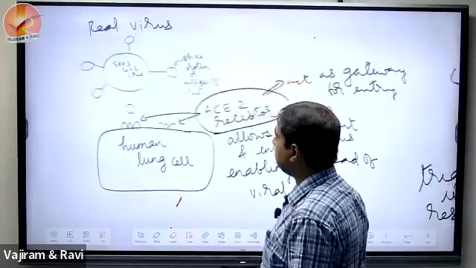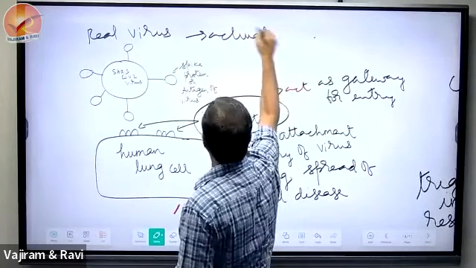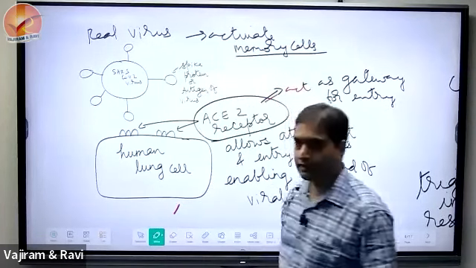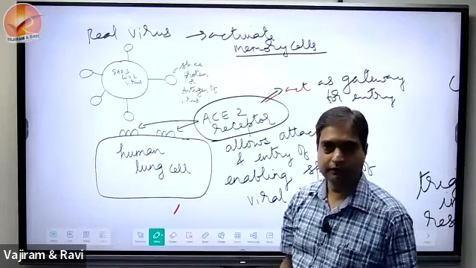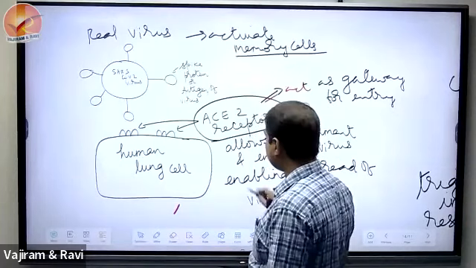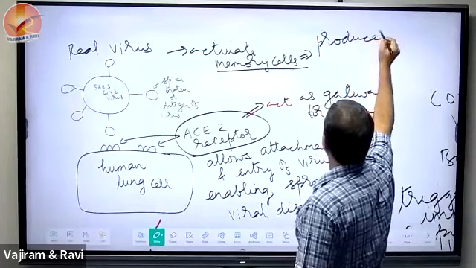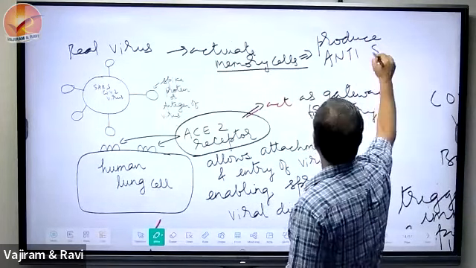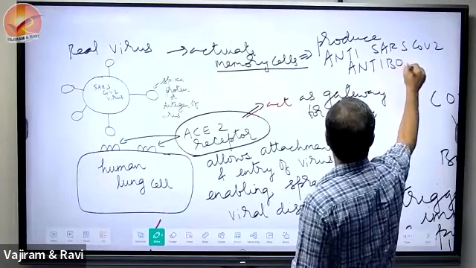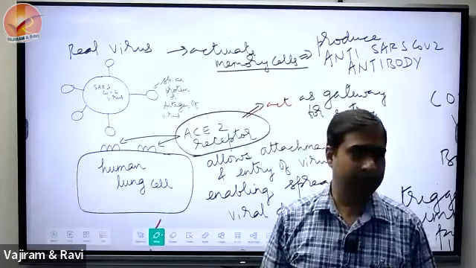This real virus entry is going to activate what? Memory cells in the vaccinated body. Is it clear? So these memory cells have been established through the vaccine, and these memory cells will now produce anti-SARS-CoV-2 antibody. These memory cells produce what? Anti-SARS-CoV-2 antibody.